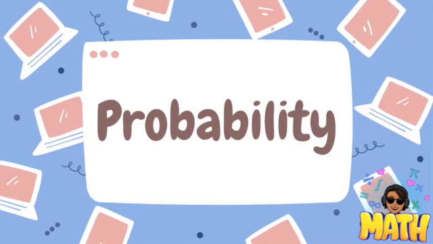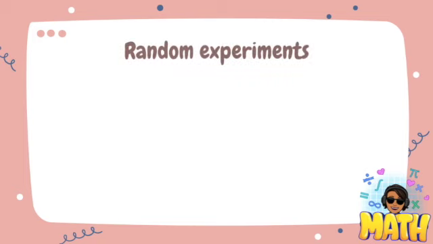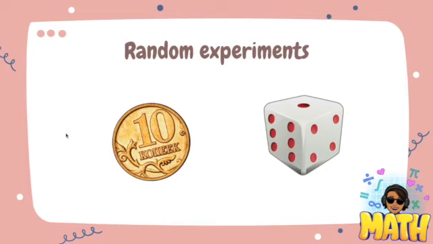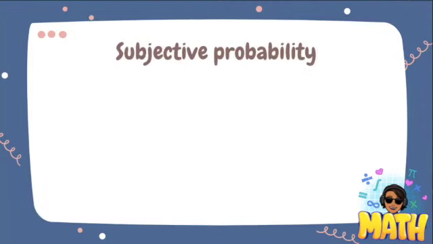Probability is the branch of mathematics that analyzes random experiments. A random experiment is one in which we cannot predict the precise outcome. For example, tossing a coin, rolling a dice, or predicting the winning number in a lottery. There are different kinds of probabilities. For example, the subjective probability. The subjective probability is a probability that is based on experiences or opinions about an event.